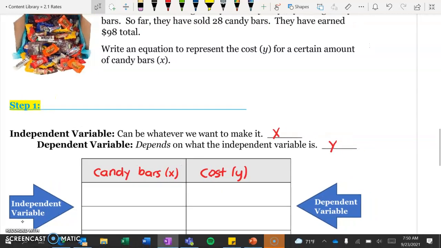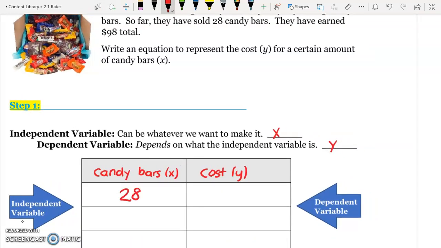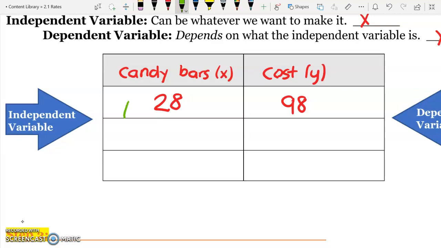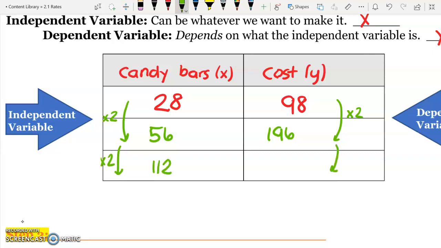They told us we have sold 28 candy bars so far. So that's our first x value, and we've earned $98. So we can start putting that in our table. Now your group, again, to fill in the rest of these rows, we wanted to find multiples, so equivalent forms of this ratio. You could have done it another way. When I did this, I multiplied by 2 for both of these. That gives us 56 candy bars will cost $196. And then finally, I did another times 2. 112 candy bars will give us $392 for the cost.